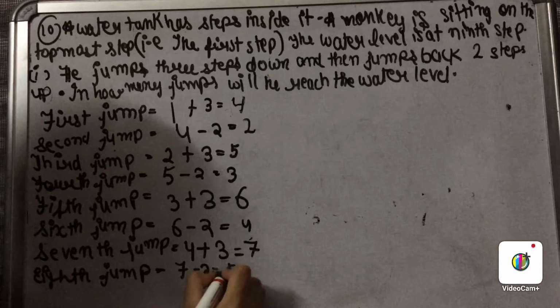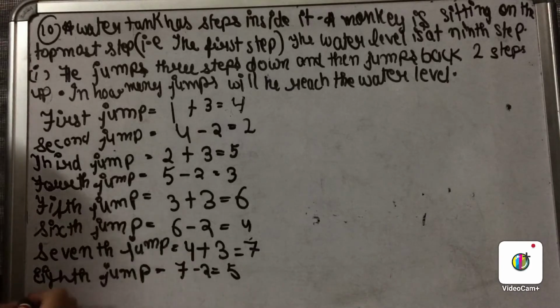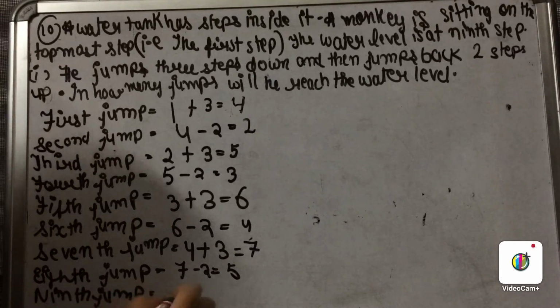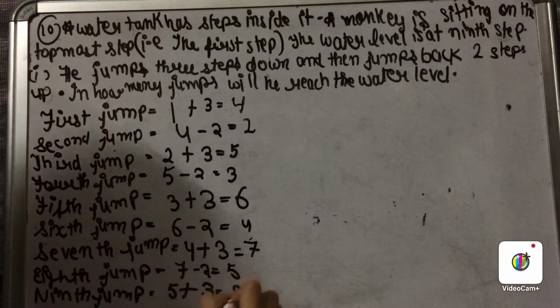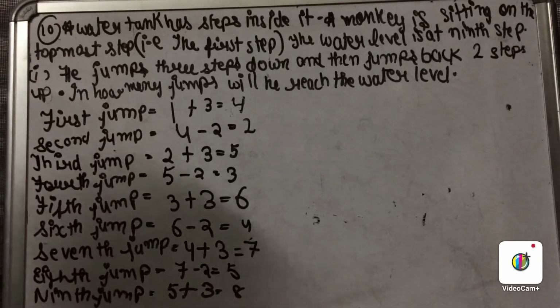So that was our 8th jump. Let us move on to our 9th jump. What is our 9th jump? At the 9th jump, he moves 3 steps forward. So he reaches 8, because 5 plus 3 is 8. Oh, the monkey is very close.